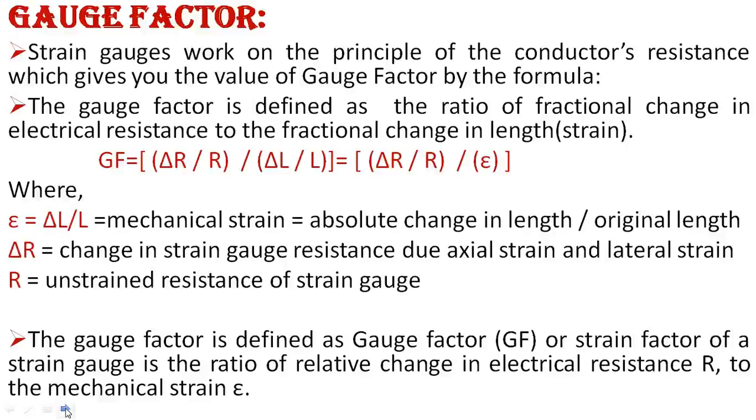Or the change in resistance, the change in strain gauge resistance due to axial strain or lateral strain, and R is the unstrained resistance of the strain gauge. That is the original or initial resistance of the strain gauge device. The gauge factor or strain factor of a strain gauge is the ratio of the relative change in electrical resistance R to the mechanical strain epsilon.